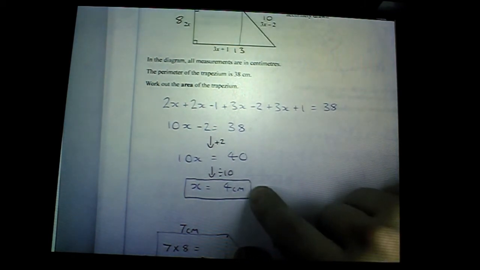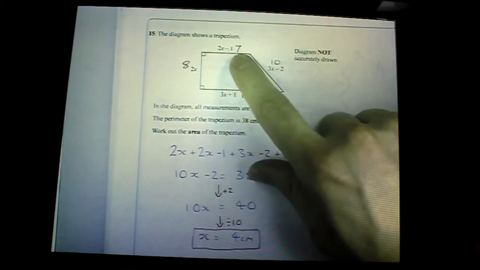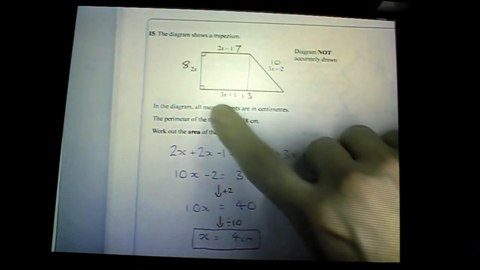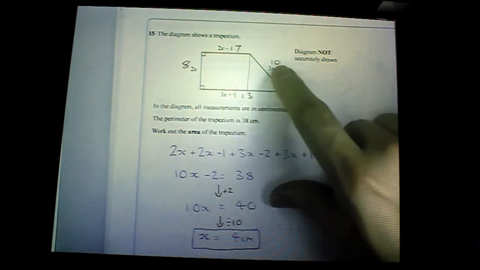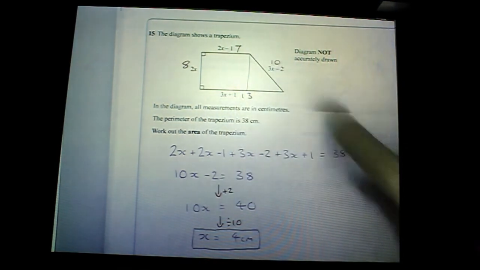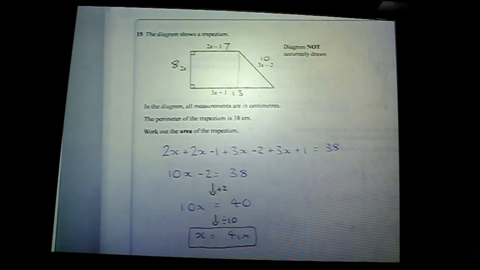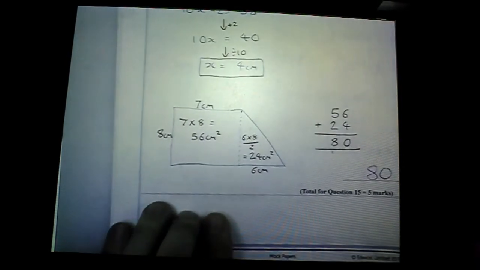Once you know x equals 4, you can actually put lengths to the sides. Because 2 4s are 8, take 1 gives you 7. 2 4s are obviously 8. 3 4s are 12, add 1 is 13. You don't actually need that one to work out the area, but there we go. I've redrawn it at the bottom, and here it is, and I've split it up.